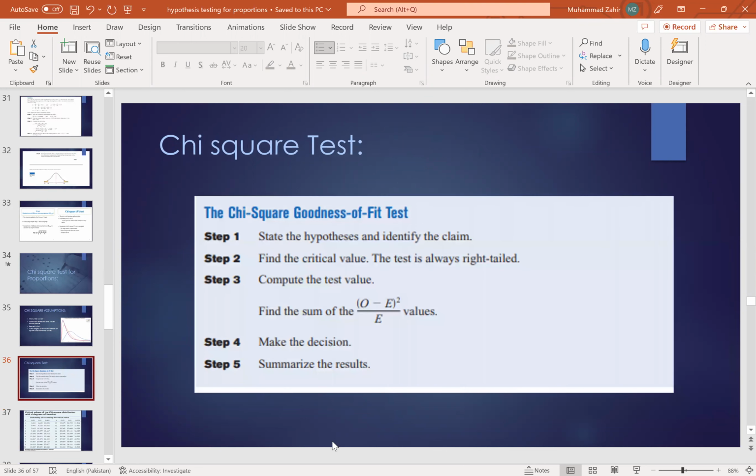The chi-square goodness of fit test. Step 1, state the hypothesis and identify the claim. Step 2, find the critical value. This test is always right-tailed. Step 3, compute the test value: find the sum of observed minus expected, squared, divided by expected values. Then make the decision and summarize the results.